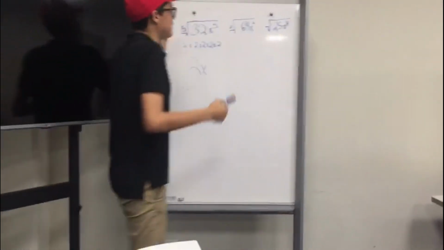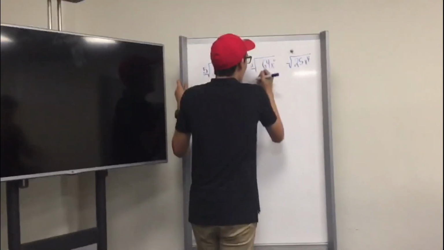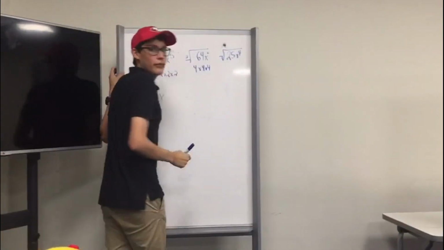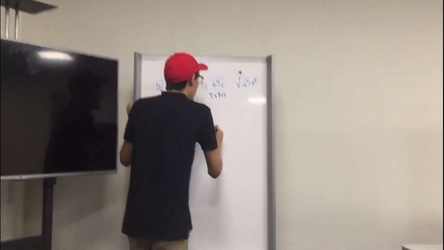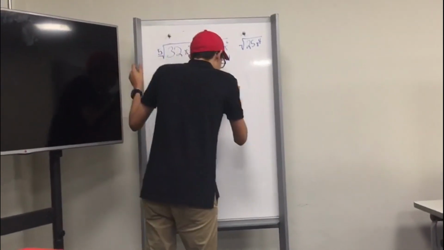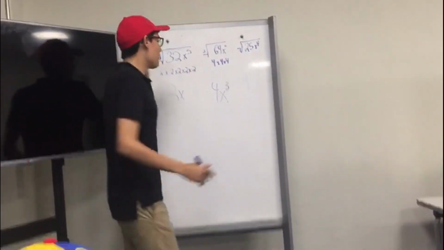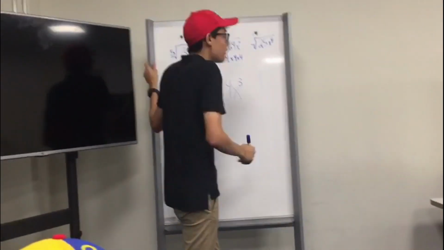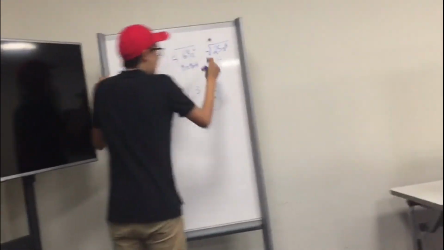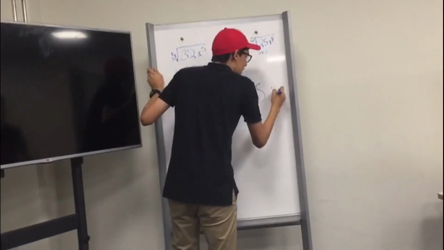Here, 64 is equal to 4 times 4 times 4. So it goes out as a 4, and the x to the 6, minus 3, is x to the 3. Now, the final one, 25 has a square root, which is 5 times 5. So it goes out as 5. And x, since we have a 2 here, x goes as x squared.